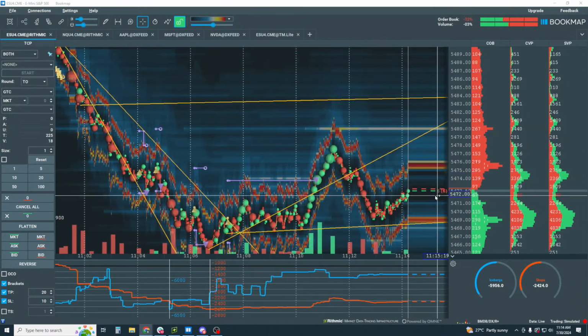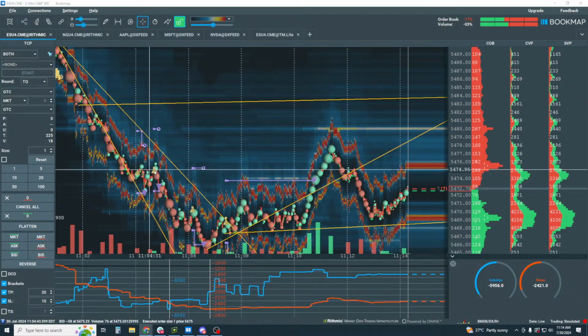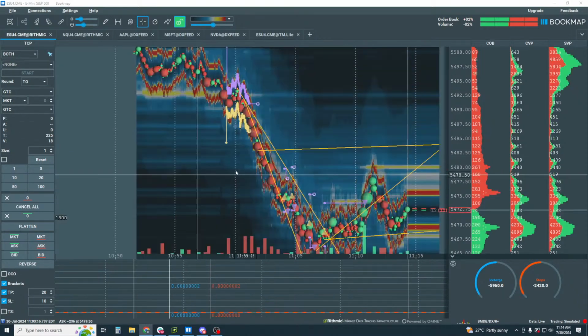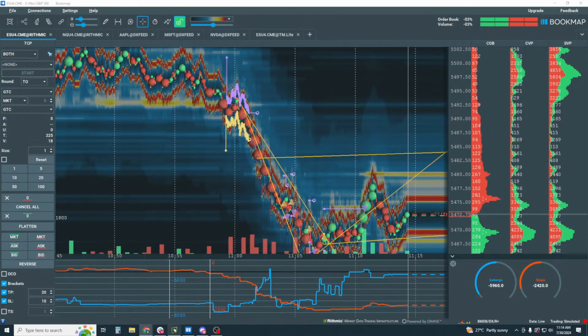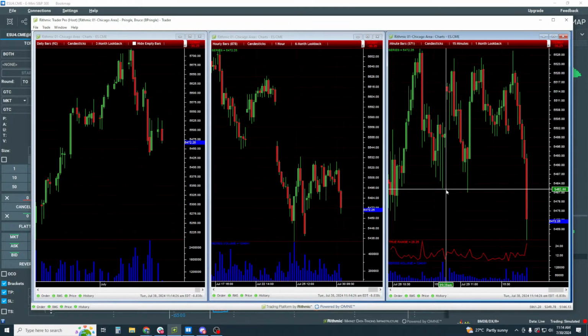Well, I was really trying to catch a falling knife in here by looking at this in here. Higher time frames, this is my level. I was looking for a reaction there. Well, we didn't get it. We got the reaction lower. Such a strong move.